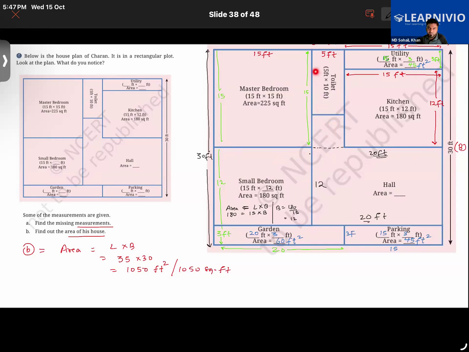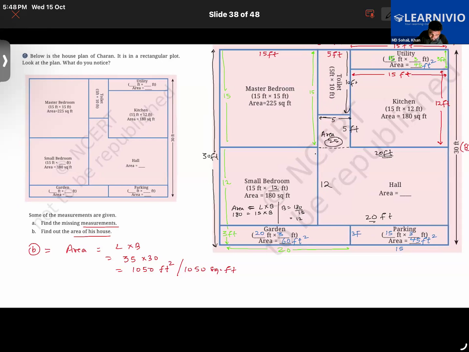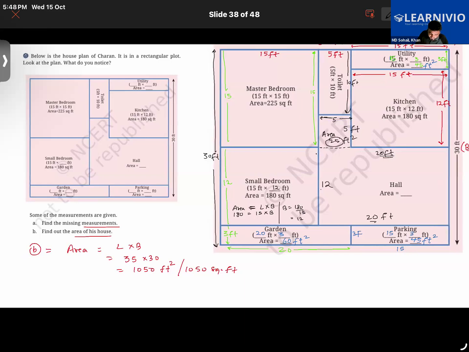Look over here. This much of side is given here as 10 feet. You see in the toilet area that is 10 feet. While this length here is equal to 15. So if this is equal to 15 and that much is equal to 10, won't this much be equal to 5 here? And that much is 5. So the area of this is going to be 5 into 5, 25 square feet. And for this, it is going to be 12 into 20, that is 240 square feet.